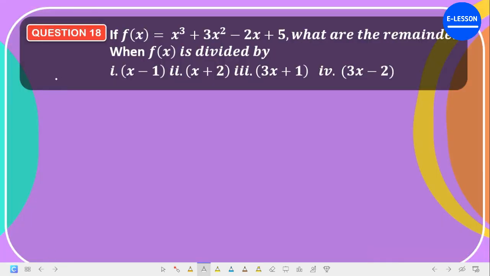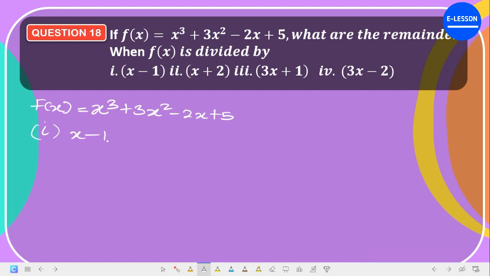The next question says, if f of x is given as x raised to the power of 3 plus 3x squared minus 2x plus 5, what are the remainders when f of x is divided by x minus 1? Now, the first one is x minus 1.